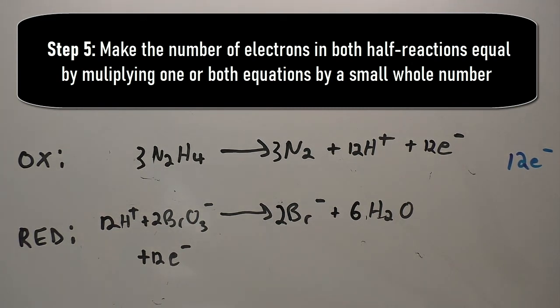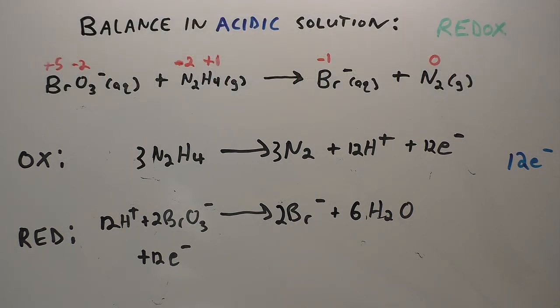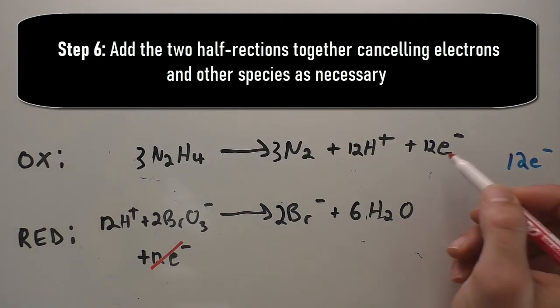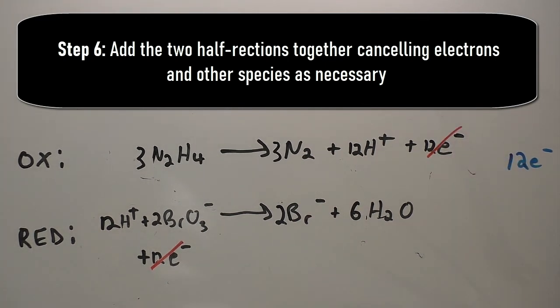So we're almost done. We've completed steps 1 through 5. Now we're going to move on to step 6, which is to simply add the 2 half reactions together, canceling out electrons or other species as necessary. So if we add these 2 equations together, we're going to see some things canceling, right? The 12 electrons on the left are going to cancel out with the 12 electrons on the right. The 12 H pluses on the left are going to cancel out with the 12 H pluses on the right.